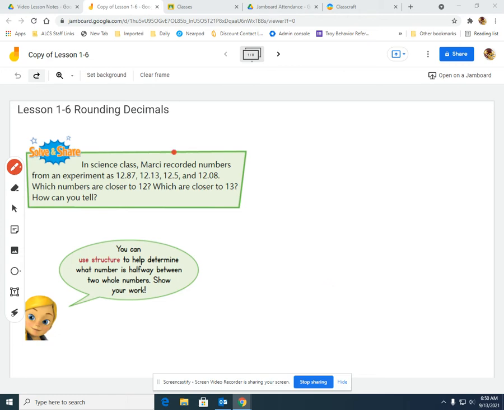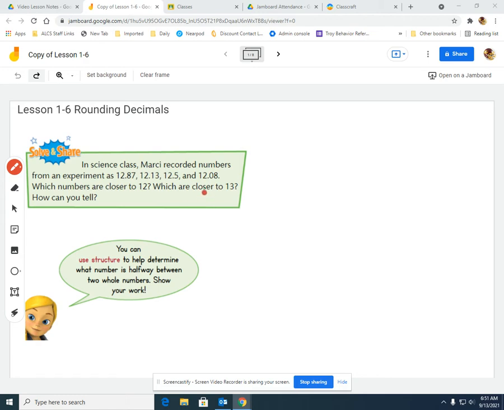So in class this morning, we looked at the solve and share, where Marcy recorded numbers from an experiment: 12 and 87 hundredths, 12 and 13 hundredths, 12 and 5 tenths, 12 and 8 hundredths. She wanted to know which ones are closer to 12 and which ones are closer to 13. Two ways to look at this.